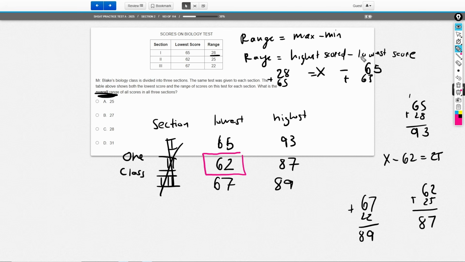Remember that range is the highest score minus the lowest score. So if this was one giant class, looking at all of the students regardless of their section, the lowest that someone ever got was a 62. Now the highest that someone ever got was a 93. So the overall range by combining all 3 of these section scores is a 93 minus a 62. And that's going to be a 31. So the overall range here for his entire class is 31, which is choice D.